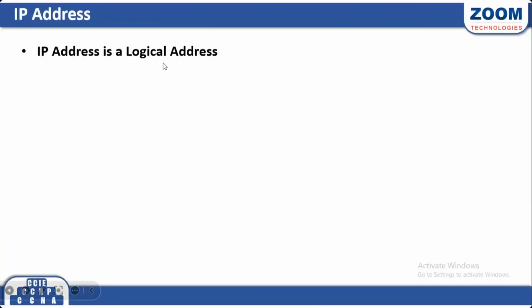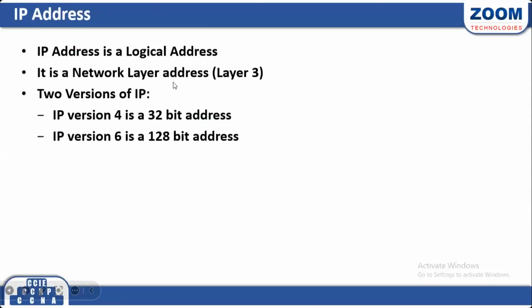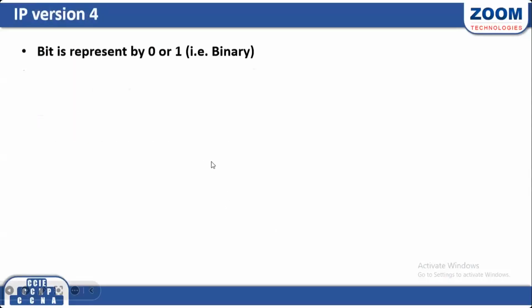IP address, we know, is a logical address. IP address is a network layer address, which works on the network layer of the OSI model, which is the L3 address. Then IP address has 2 versions, version 4 and version 6, 32-bit and 128-bit. So we are talking about version 4 here, 32-bit. A bit is represented by 0 or 1, that is binary, machine language. So it can be any combination.